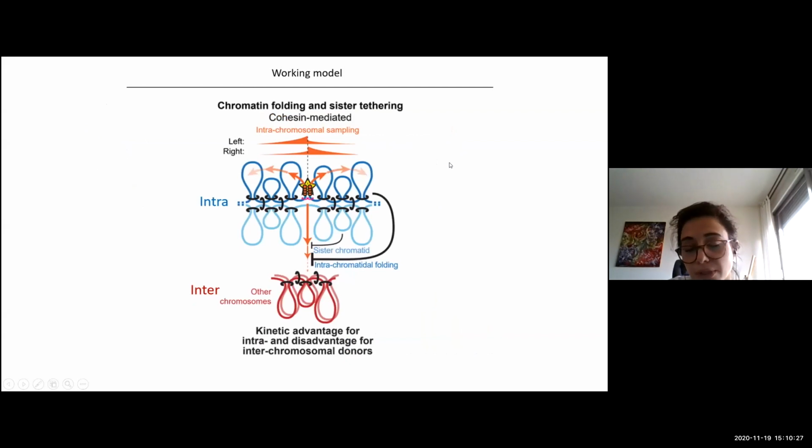So our working model is the following. Homologous recombination and homology search mainly occur in the context of a metaphase-organized genome, where the homology search is restricted intra-chromosomally, mostly by cohesin, disfavoring contact with inter-chromosomal sequences and therefore limiting gross genome rearrangement. And this effect is mainly done by cohesin and mainly independent of sister chromatid cohesion.